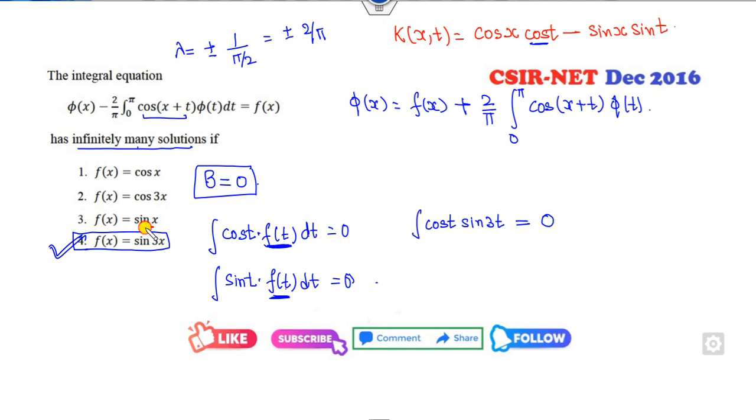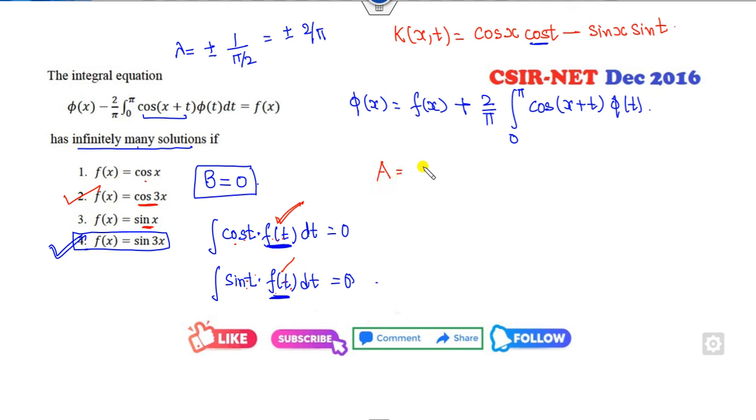Look at this one. If you take sin x, then this value will not be 0, because by the orthogonal property this is not 0. If you take cos 3x, cos t and cos 3t will be 0, and sin t and cos 3t is 0 by the orthogonal property. So it means we need to check first and third carefully.